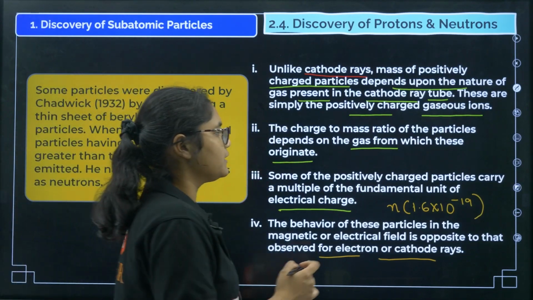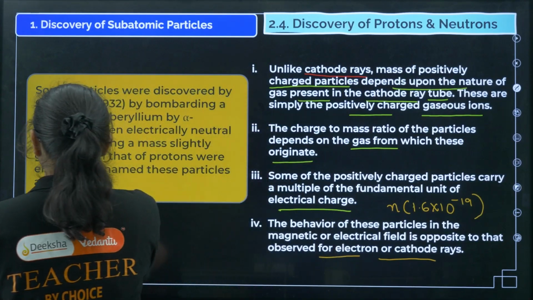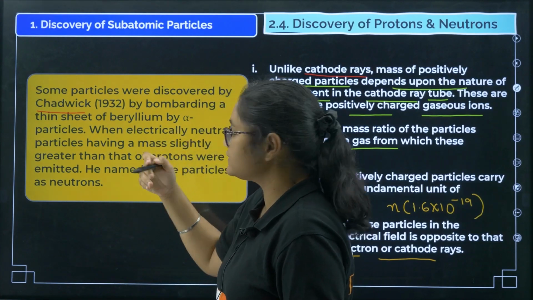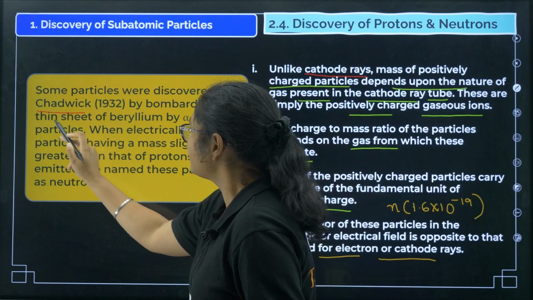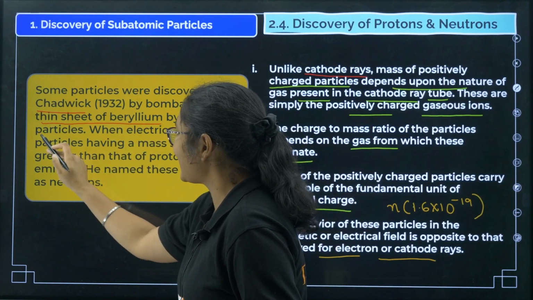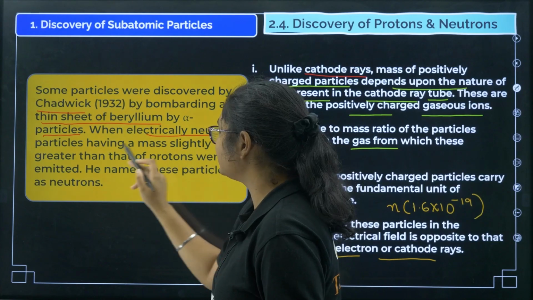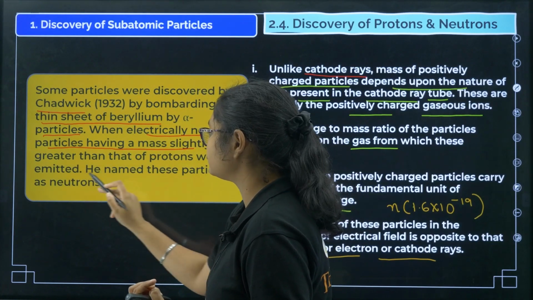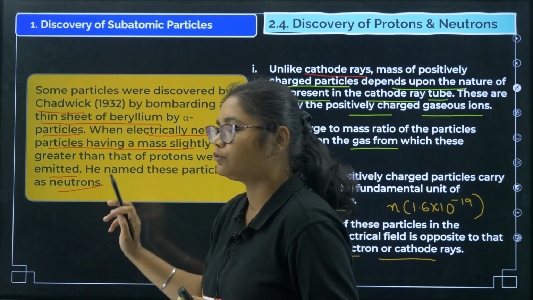Okay. Now coming to the discovery of the neutrons, it was discovered by the scientist Chadwick, which you should know. And the next thing is, what was the experiment he did? He bombarded a thin sheet of beryllium with alpha particles, and in this case he found that some electrically neutral particles having a mass slightly greater than the protons were emitted. These neutral particles were called neutrons.